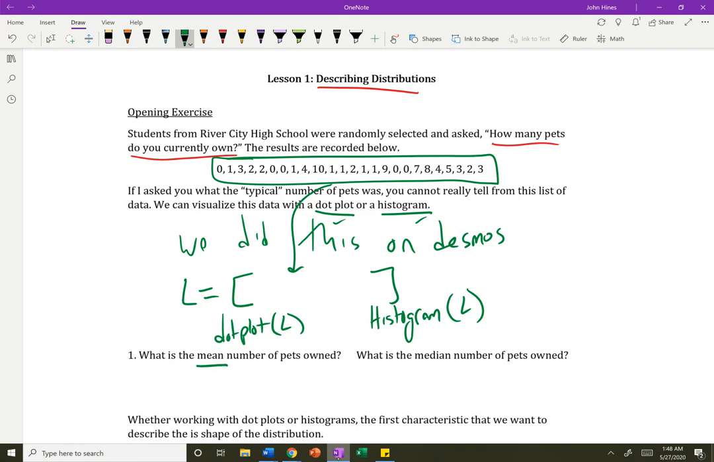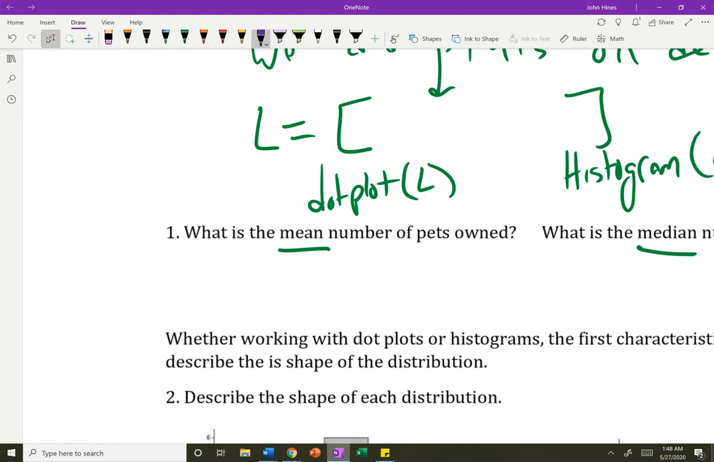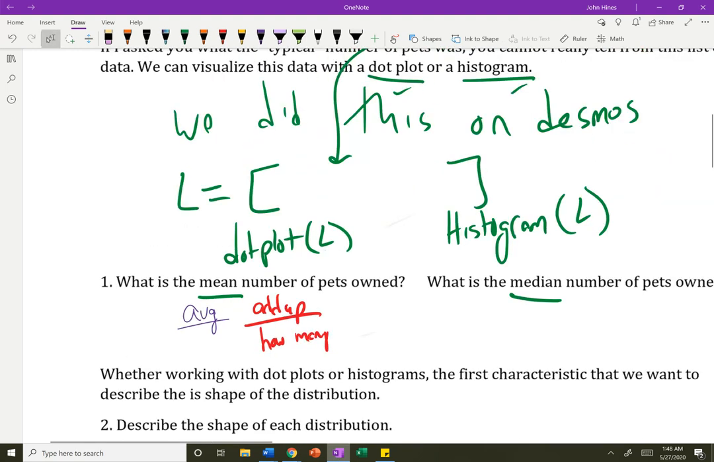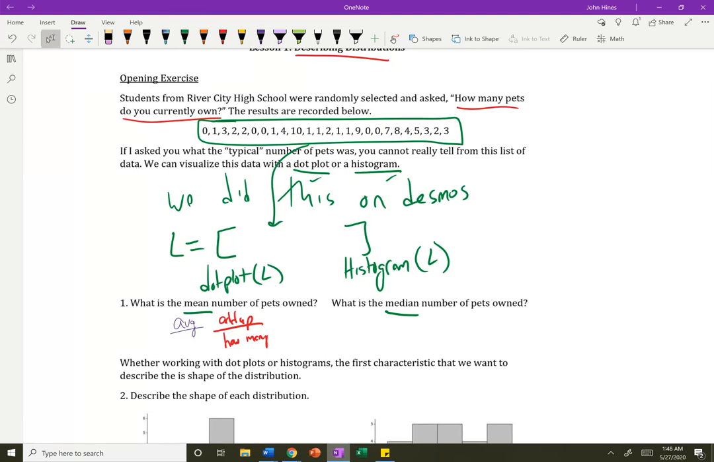So the way that I describe the typical number is by the mean or the median. So hopefully you remember when I say the word mean, that means the average. How do I find the average? I add them up and divide by how many. I add up all the pieces of data and divide by how many. But we're not going to do that. We're going to let the technology do that for us.